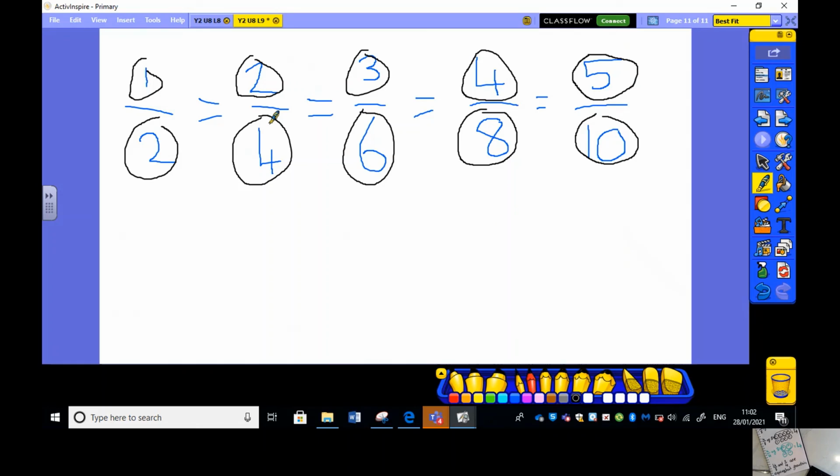Whenever the denominator is double the numerator, the fraction is equivalent to a half. And that's difficult. So if you don't quite grasp that, do not worry. It's that little bit of challenge, that little bit of stretch. I'll say it one more time. Whenever the denominator is double that of its numerator, the fraction is equal to 1/2.